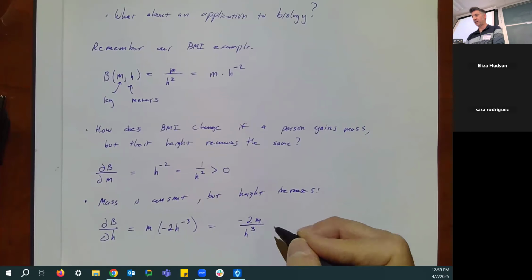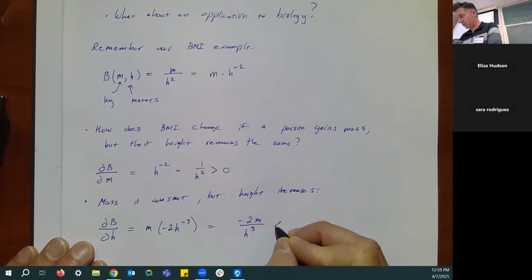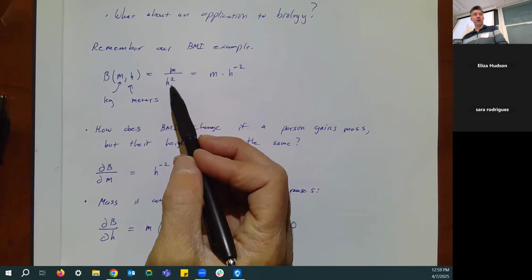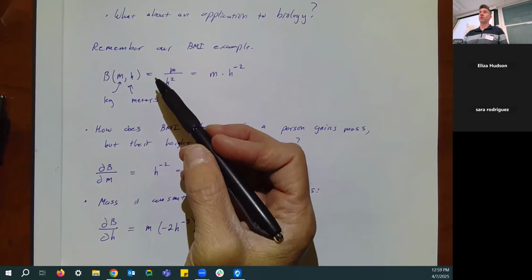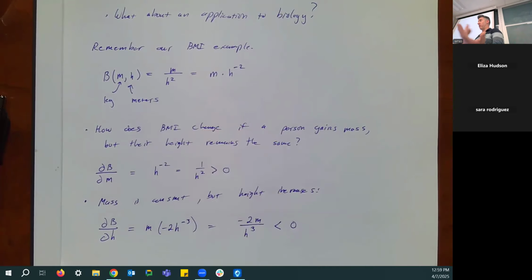The mass and the height are both positive, so this whole quantity is going to be negative. Again, not terribly surprising that if we just got taller and our mass stayed the same, our BMI would decrease. You could also see this just by looking at the function. If the mass gets larger, the output's going to get larger. If the height gets larger, the output's going to get smaller. So that's not a surprise, but that connection should be there. If the derivative is positive, the function is increasing. If the derivative is negative, the function is decreasing. That still holds true whether it's 17A or 17C.